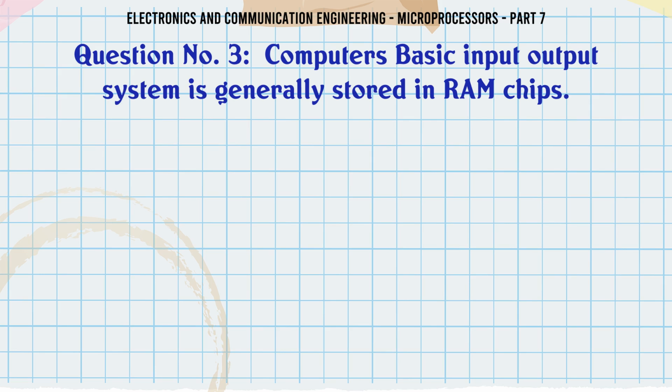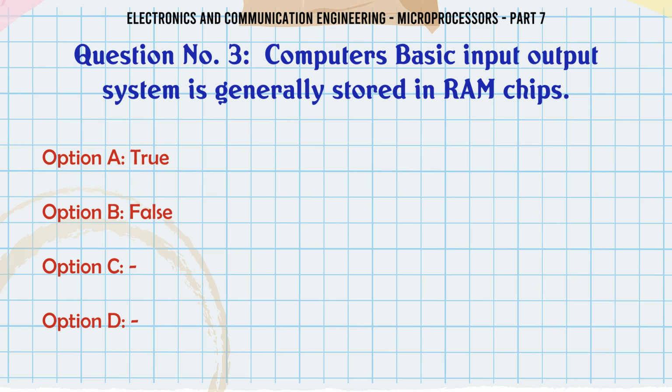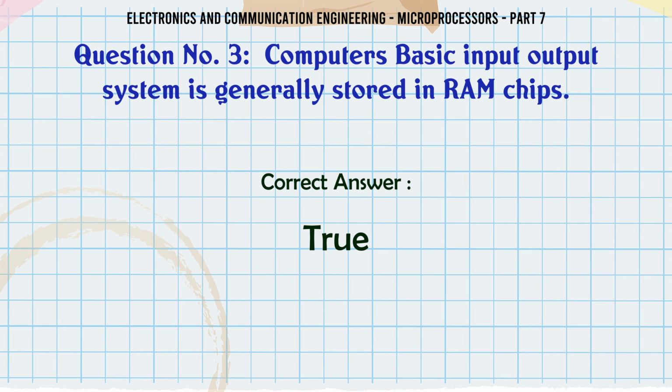Computer's basic input-output system is generally stored in RAM chips. A, true. B, false. The correct answer is true.